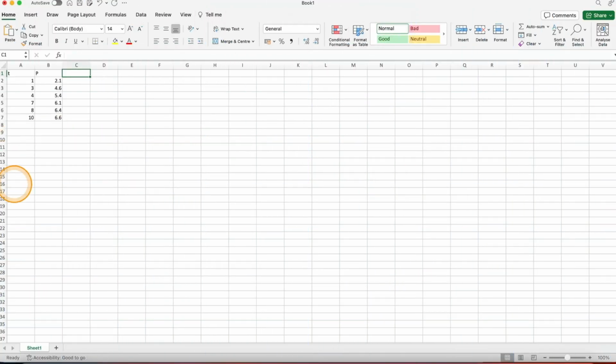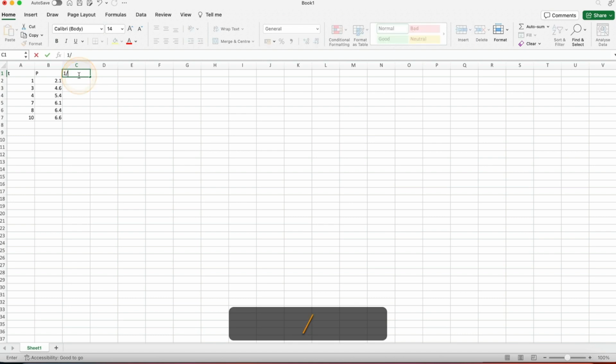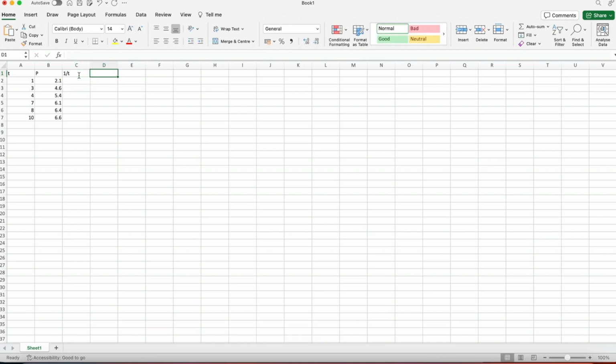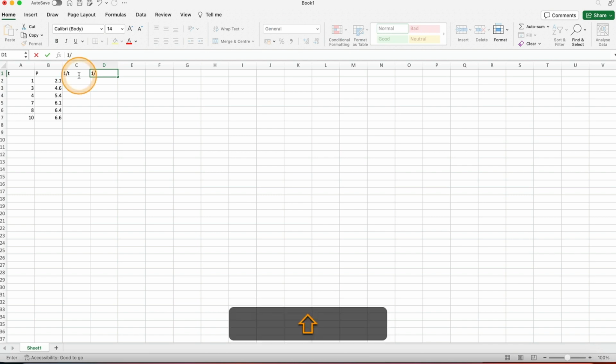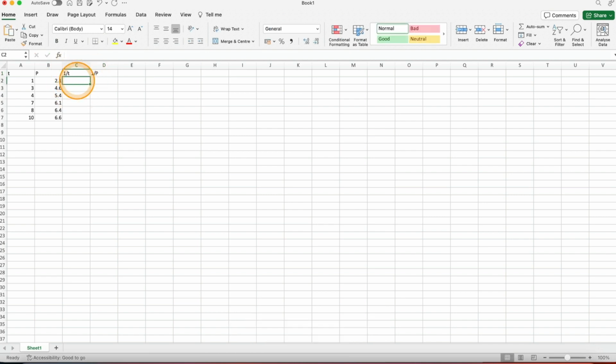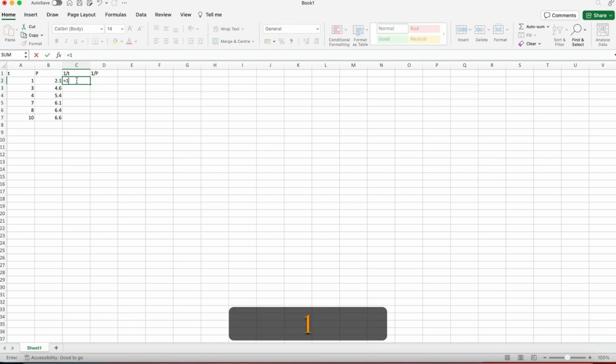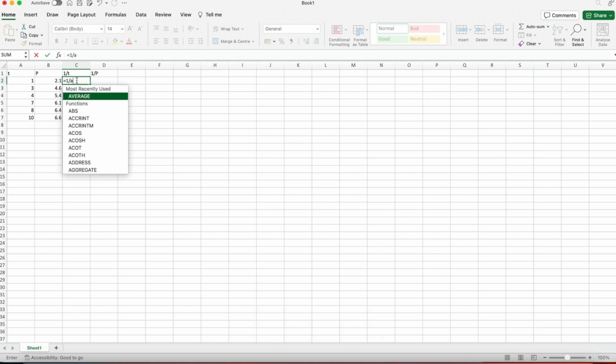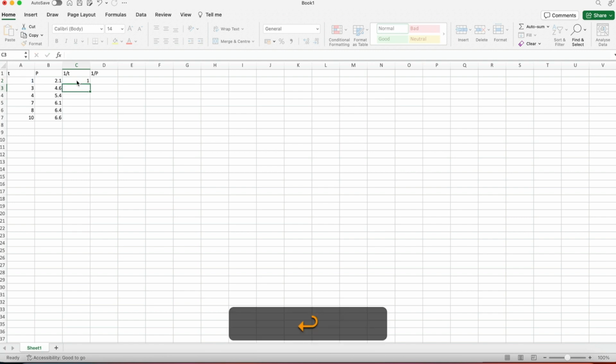So now in Excel, I've entered the values for t and the values of p. What we now need to evaluate are the values of 1 divided by t, and also the values of 1 divided by p. For the values of 1 divided by t, this is equals to 1 divided by, our t is in cell A2, so it's A2. Then I press the return key, copy it, and paste the values here.